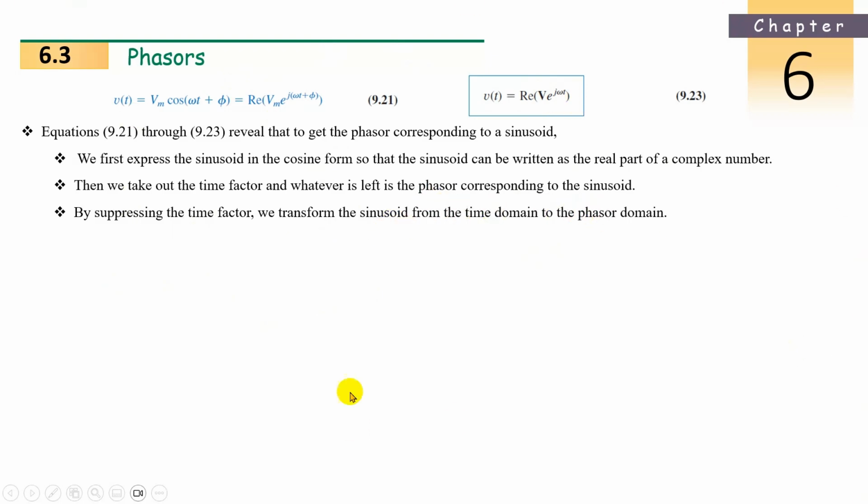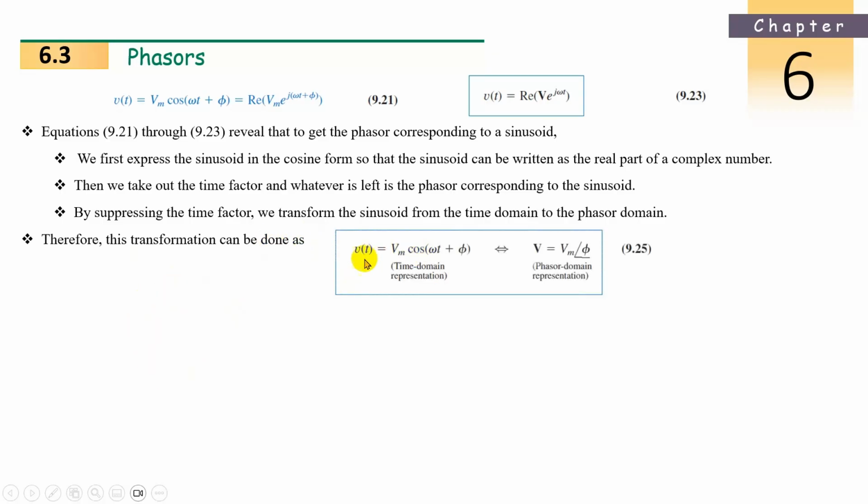We separate the time part from the phasor part, because in the multiplication we keep the time factor separate. Therefore, this transformation can be done as: v of t is generally written as the sinusoid Vm cos(omega t plus phi) in time domain representation, because omega t is the time term. Now we separate it in terms of V equal to Vm at angle phi, which is the phasor domain. Okay.